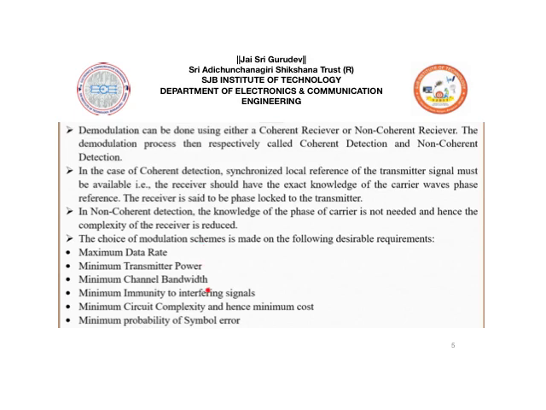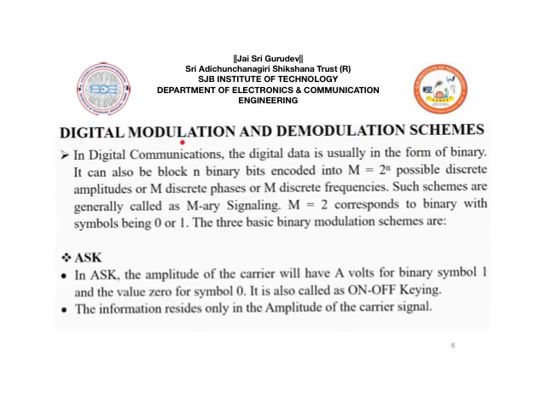I repeat, the desirable requirements are maximum data rate, minimum transmitter power, minimum channel bandwidth, minimum immunity to interfering signals, minimum circuit complexity and hence minimum cost, and minimum probability of symbol error. Now let us discuss these digital modulation and demodulation schemes. In digital communications, the digital data will be in the form of binary ones and zeros, and it can also be a block of n binary bits, which is encoded to M equal to 2 power n possible discrete amplitudes, or M equal to 2 power n discrete phases, or M equal to 2 power n discrete frequencies.